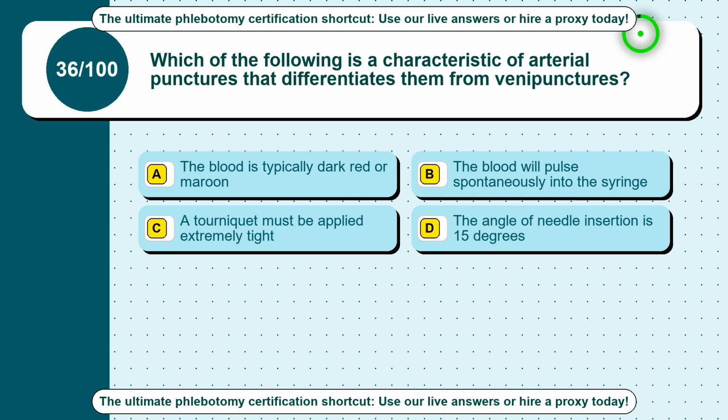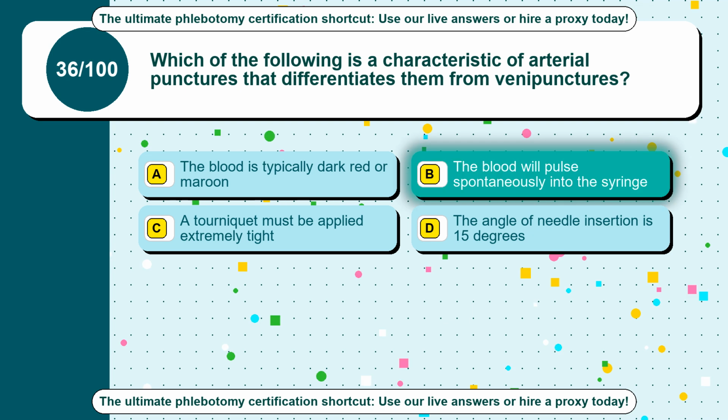Question 36. Which of the following is a characteristic of arterial punctures that differentiates them from venipunctures? Option A. The blood is typically dark red or maroon. Option B. The blood will pulse spontaneously into the syringe. Option C. A tourniquet must be applied extremely tight. Option D. The angle of needle insertion is 15 degrees. The correct answer is option B.